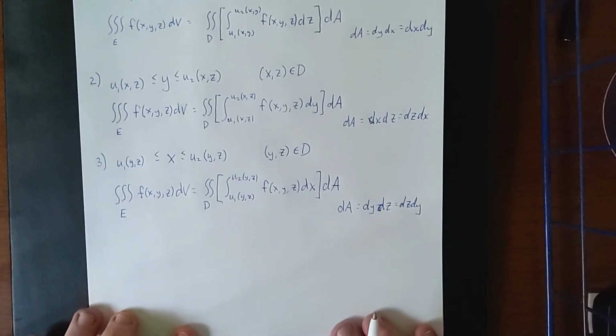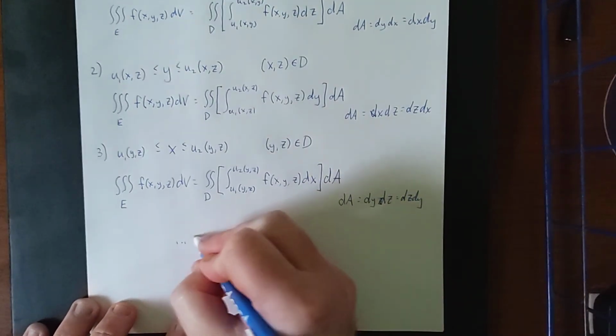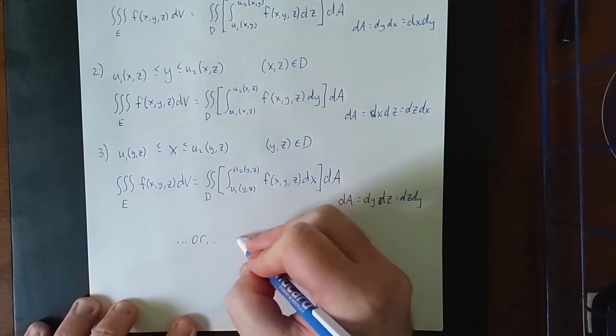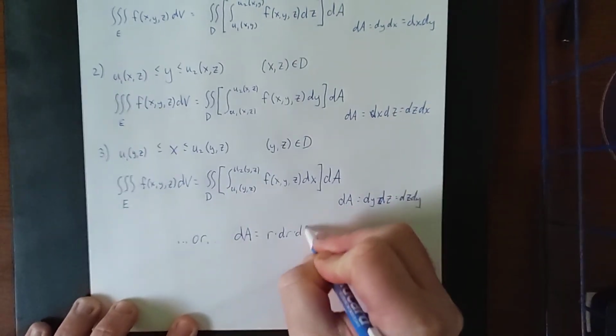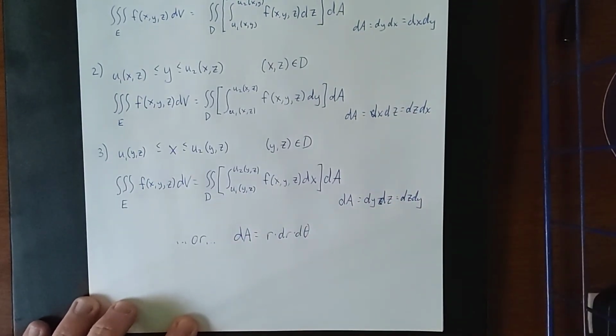And do keep in mind that when you're evaluating these double integrals, it is also possible that dA could be equal to r dr d theta if a conversion into polar coordinates would make any of these double integrals easier.